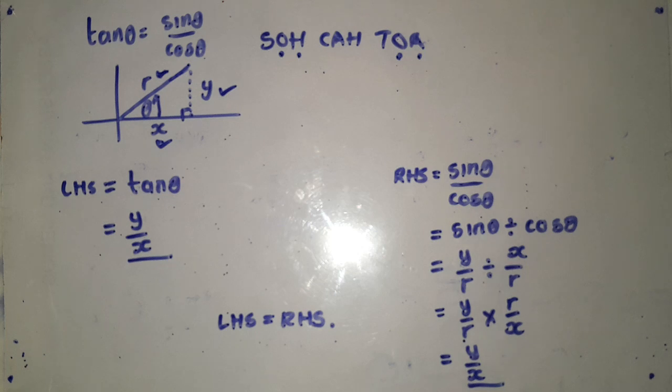The square identity and also the quotient identity. I just wanted to show you how to solve for each.